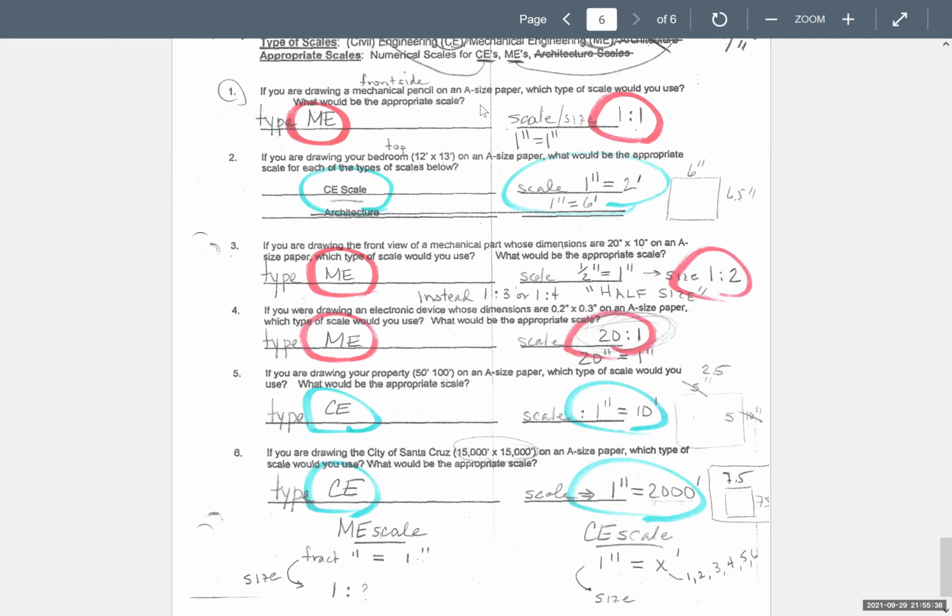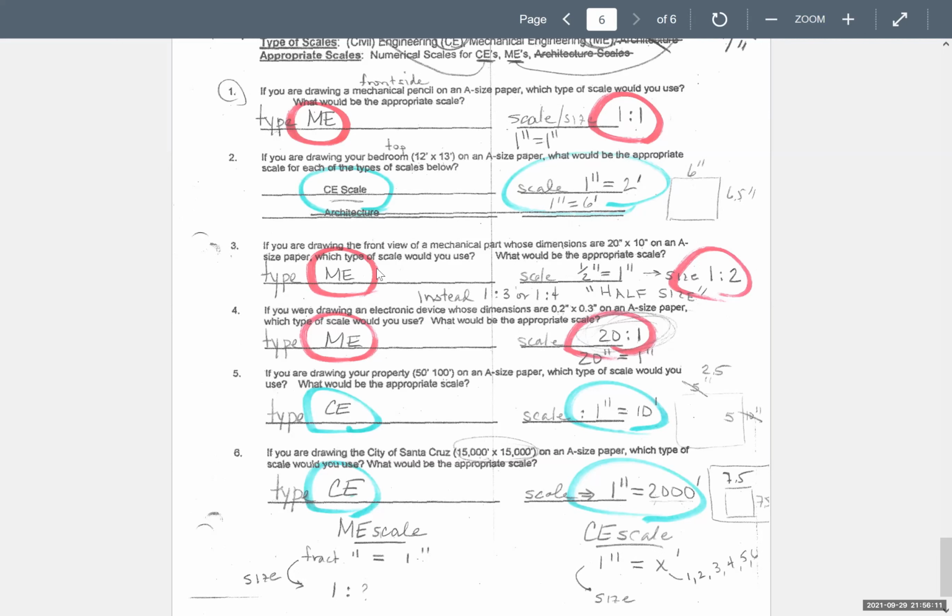And now we were trying to figure out how to get it to fit on paper. So let's do the mechanical first. It was a mechanical pencil. Okay, Jorge. So can a mechanical pencil fit on A-size paper? Yeah, it can. Yeah, so the scale would be 1-to-1, full size, right?